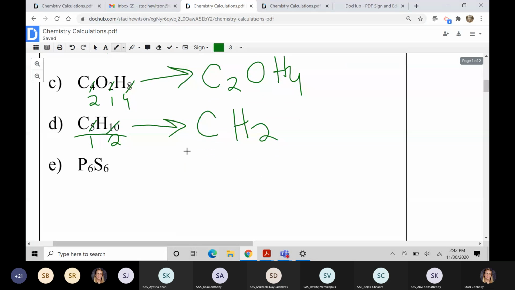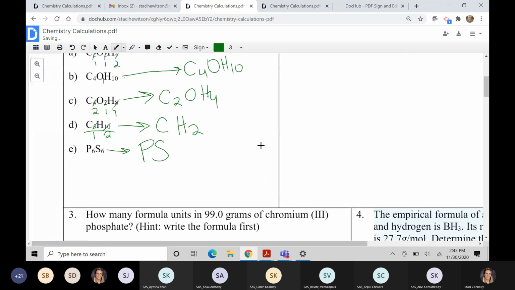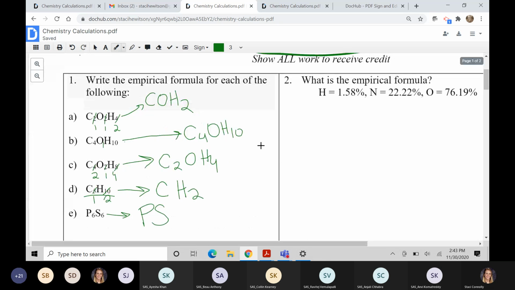And Colin. Are you there, Colin? Yes. All right, Colin. What could you reduce P6S6 to? Well, because they both have 6 in them, it could reduce to PS, or P1S1. Perfect. Well done. So divide them both by 6. It's just going to be P1S1 or just PS. Good job, guys. So that one's pretty simple. It's just reducing the subscripts. That's how you would do those sorts of problems.